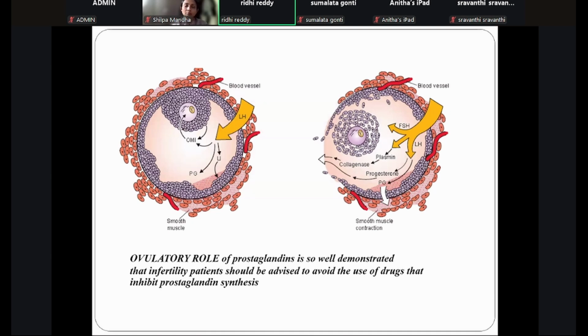What we should remember is that the ovulatory role of prostaglandins is so well demonstrated that infertility patients should be advised to avoid the use of drugs that inhibit prostaglandin synthesis. So whenever we are doing an ovulation induction cycle, and whenever we notice any luteinized unruptured follicle, this history is also important. We should ask whether the patient has taken any painkillers or NSAIDs during that time, which inhibit ovulation. So we should tell them that NSAIDs should not be taken whenever they are planning pregnancy, mainly during the ovulation period.